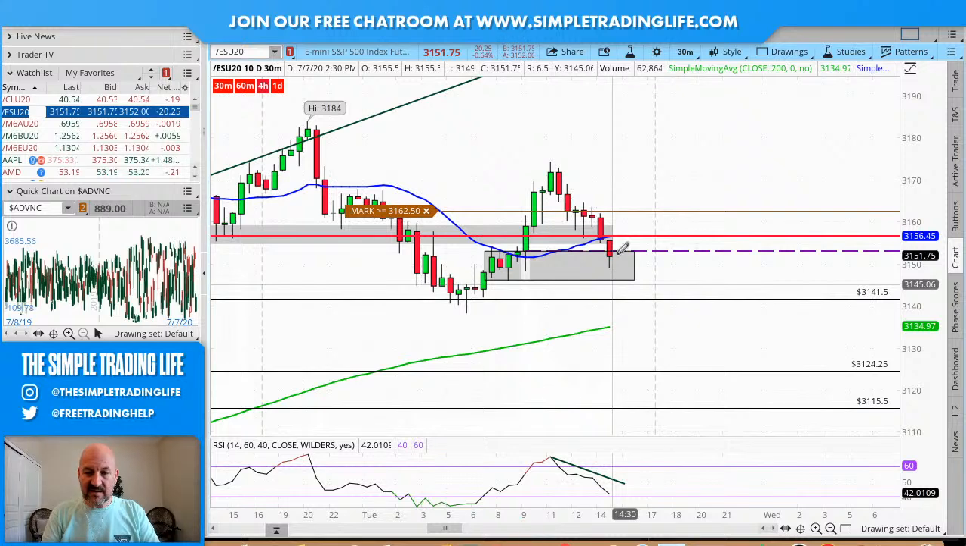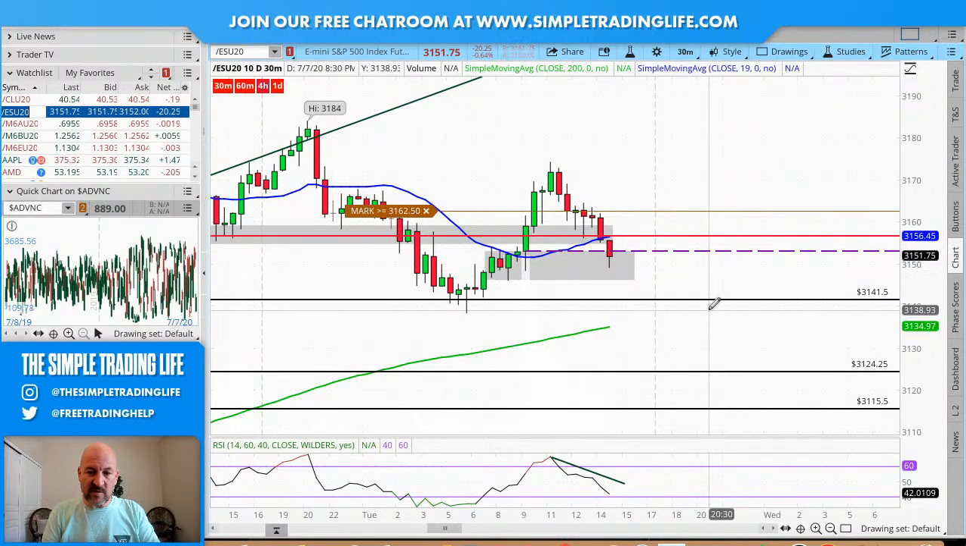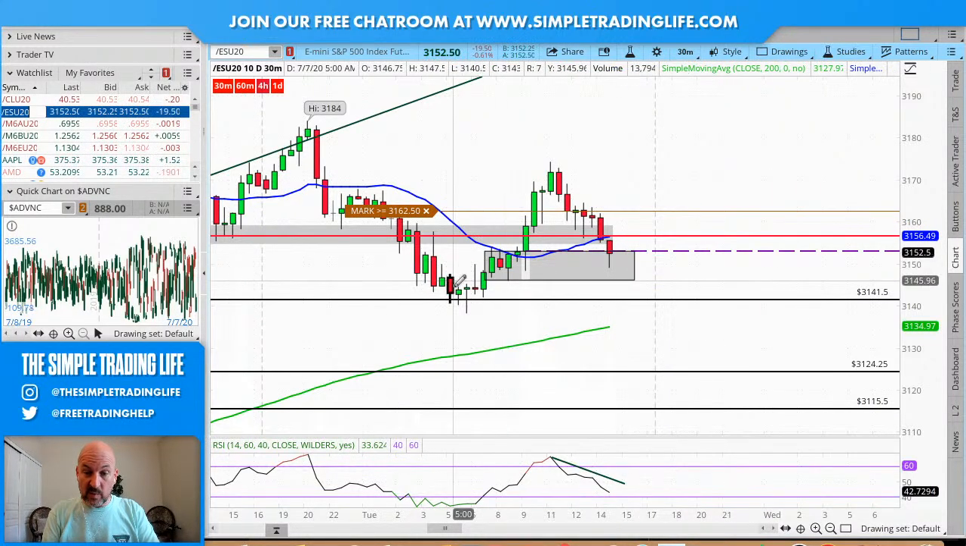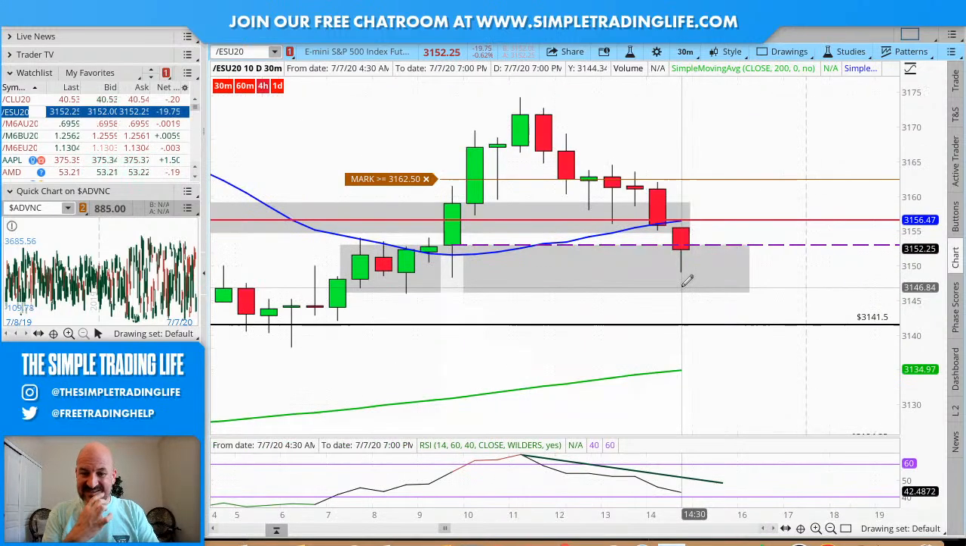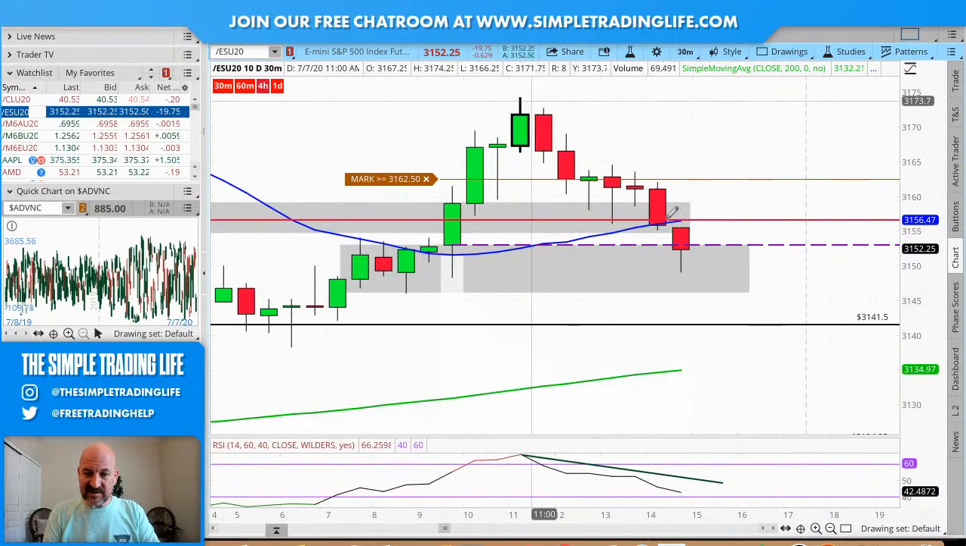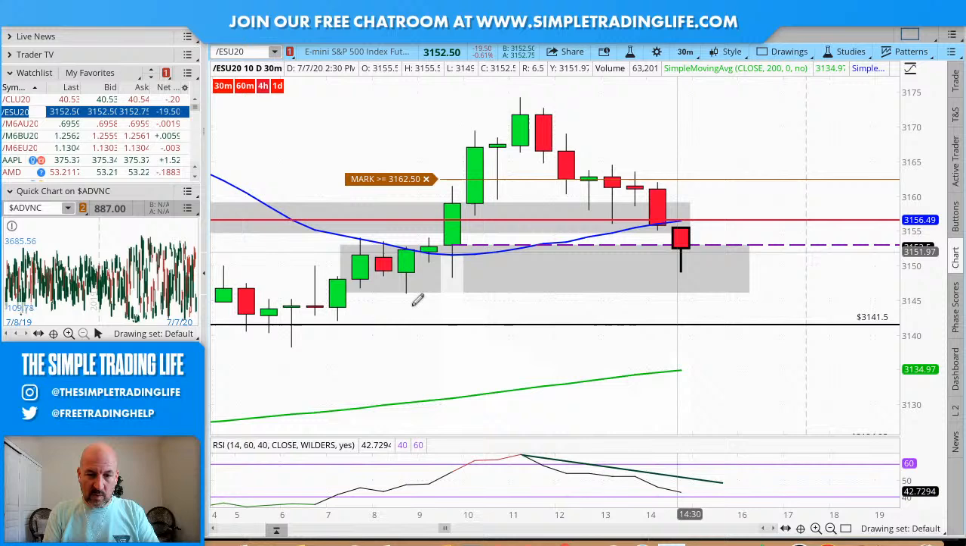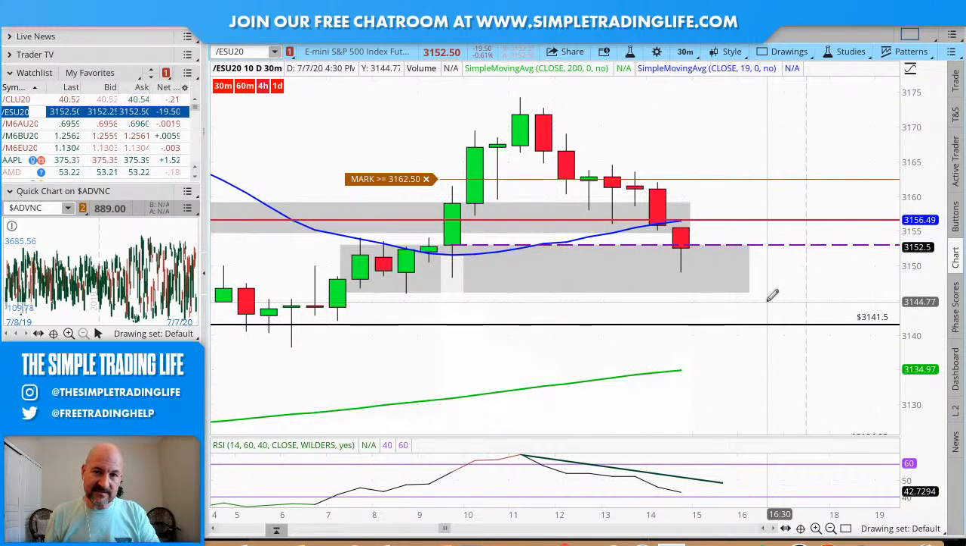Maybe it does. Maybe it bounces and then takes another run at it. Maybe it bounces and starts to go higher. We don't know any of that right now. What we know is what we can see. We trade price action, and price action is telling us that right now we're at an area that should offer support, and so far it is.